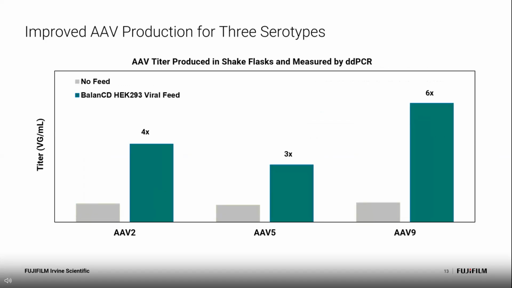Our collaborators also kindly helped us test the viral feed performance for different serotype AAV production in shake flasks. In this experiment, the improvement with viral feed is different depending on the serotype: 4-fold for AAV2, 3-fold for AAV5, and 6-fold for AAV9 compared to the non-feed control.